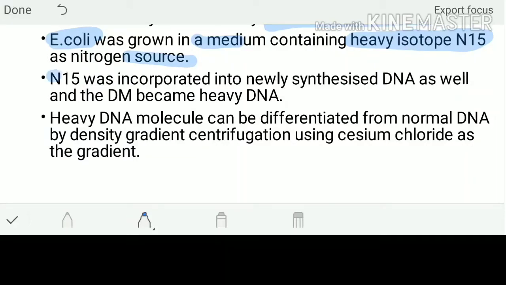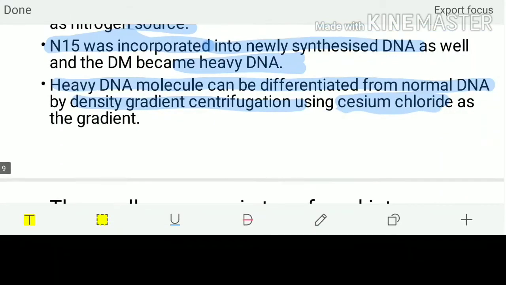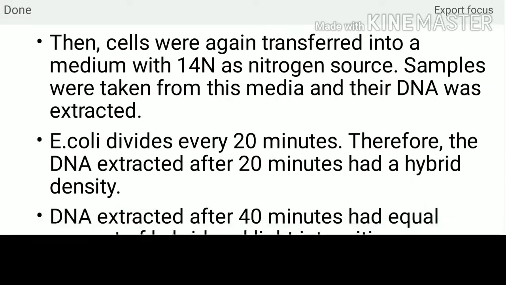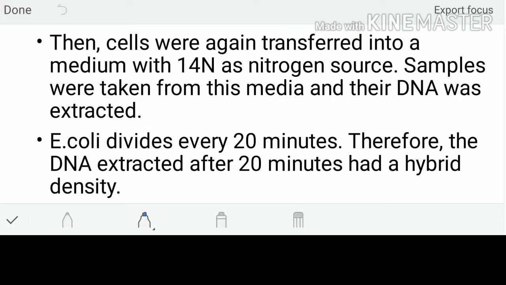Ultimately, they took up that N15 into the newly synthesized DNA strands, so their DNA became heavy DNA. This heavy DNA was differentiated from the normal DNA by density gradient centrifugation, because normal DNA has N14 and this heavy DNA has N15. The experiment uses CsCl, or cesium chloride, as the gradient. Then this heavy nitrogen-containing E. coli was transferred into a medium having N14 as the nitrogen source.